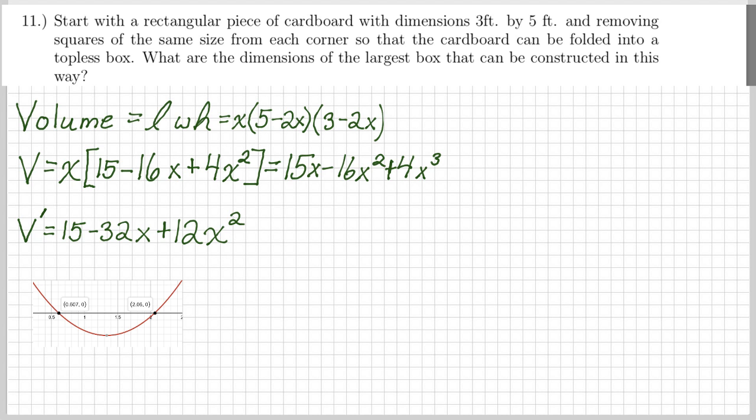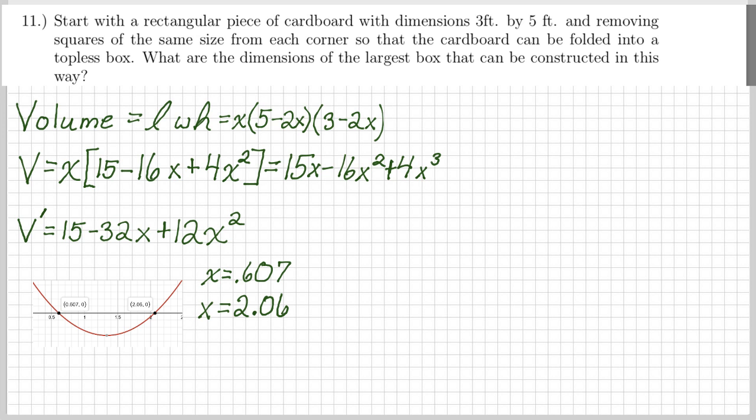So now I went ahead and graphed V prime because the numbers didn't look nice. And it is equal to 0 when x is equal to 0.607. Okay. So which of these makes sense? All right.